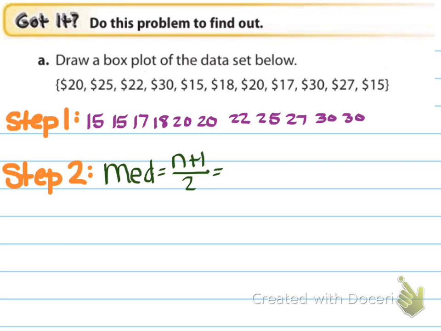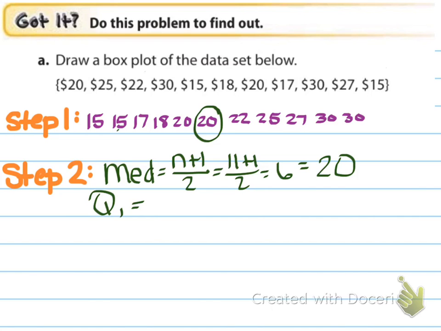So to find my median, I'm going to use the British guy's way of doing it, so I don't have to do tag and rate. You're welcome to do tag and rate. It doesn't really matter. There's 11 data values. Plus 1 divided by 2 is going to be 6. So 1, 2, 3, 4, 5. The sixth value is 20. So that's our median.